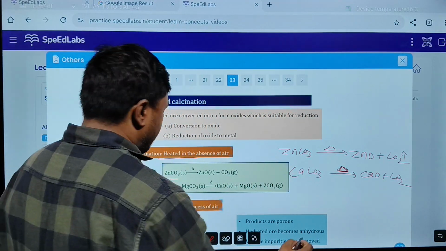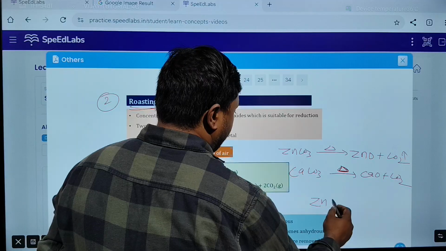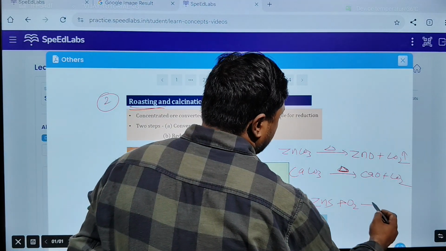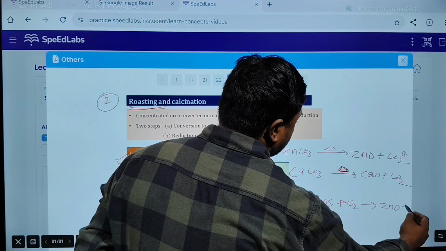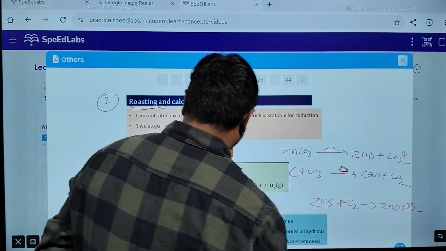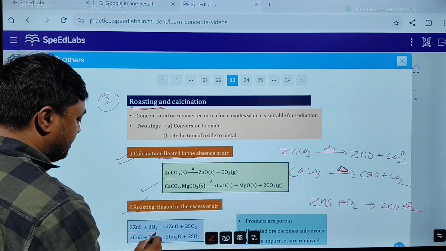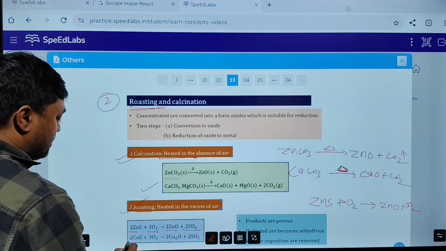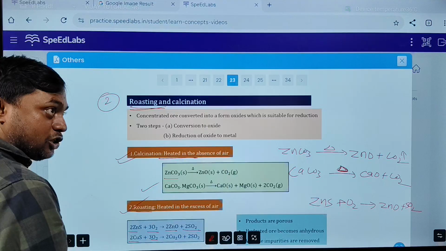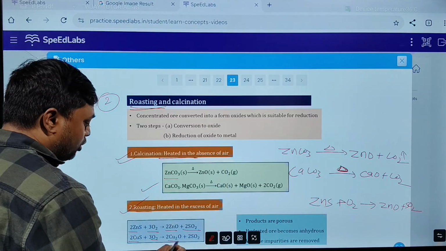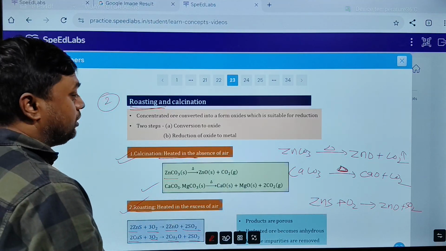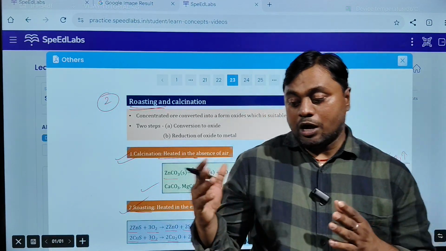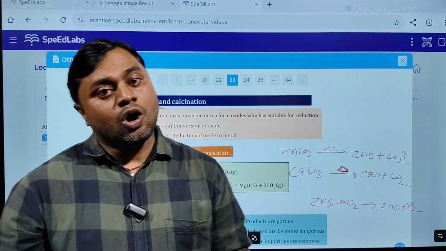For example, zinc sulfide is heated strongly in the presence of air, O2, so it gives zinc oxide plus sulfur dioxide. You can see the balanced reaction: 2ZnS plus 3O2 gives you 2ZnO plus 2SO2. Similarly, copper sulfide reacts when heated strongly in the presence of oxygen, and gives copper oxide and sulfur dioxide. So these are the two methods of conversion of carbonate ores or sulfide ores into their oxides.